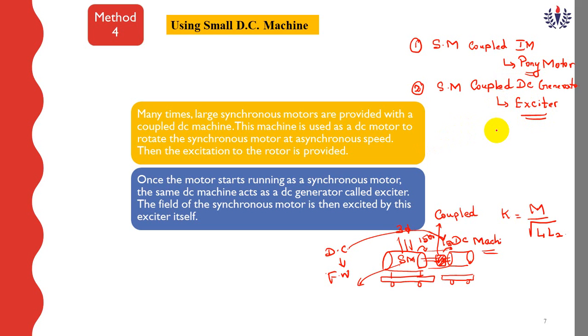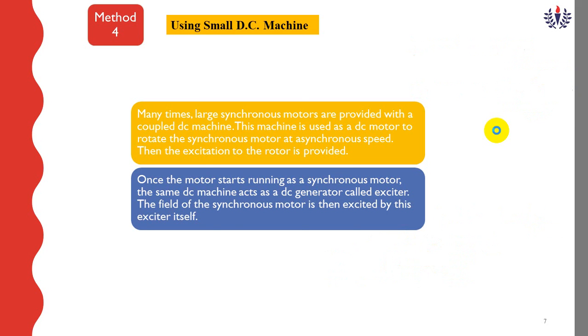So today's class explained four methods to make the synchronous motor self-start. What are the methods? The first method is a Pony motor. The second method is a damper winding. The third method is a slip ring induction rotor. The fourth method is a DC machine connected, that is known as an exciter. This one will be a 10 mark or 15 mark question.